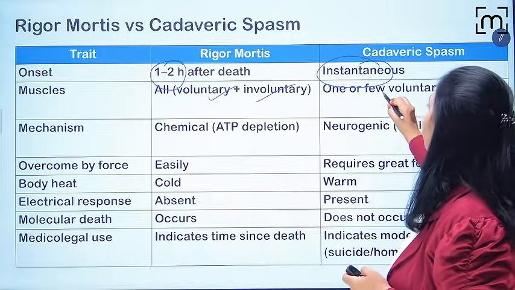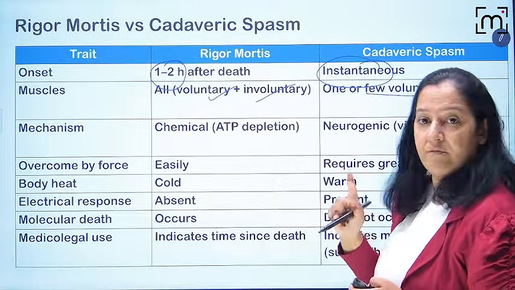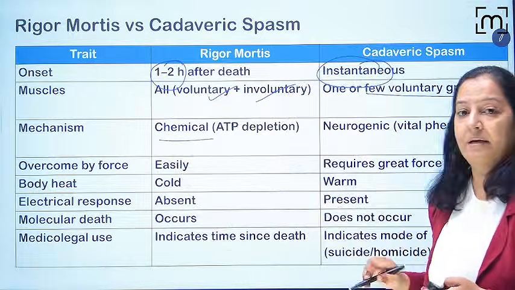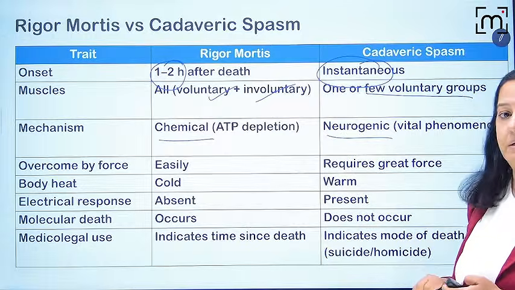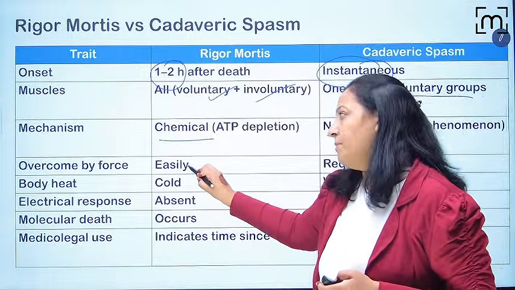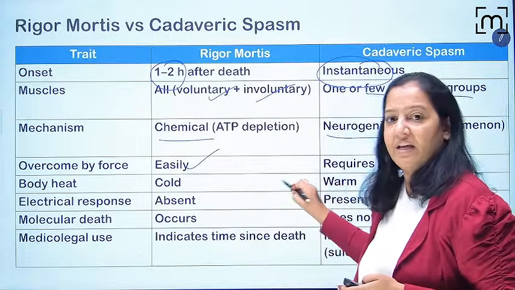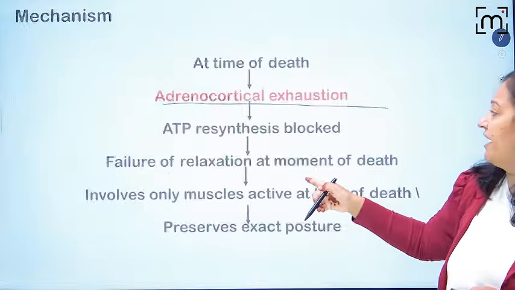Cadaveric spasm occurs only in a few muscles, voluntary, not involuntary. In rigor mortis the origin is chemical; in cadaveric spasm the origin is neurogenic. In rigor mortis the stiffness is overcome by force very easily. Cadaveric spasm requires great effort.